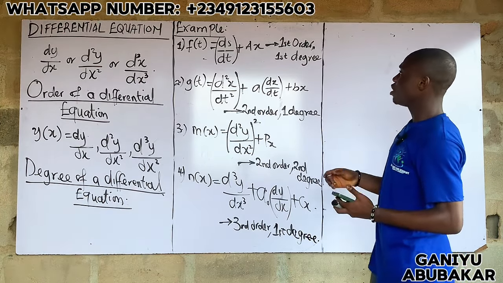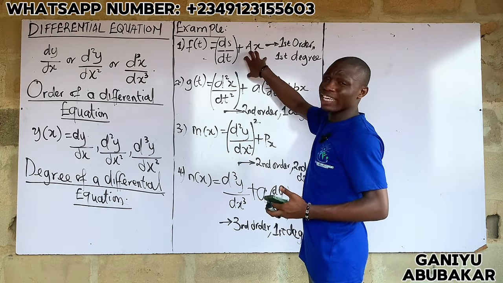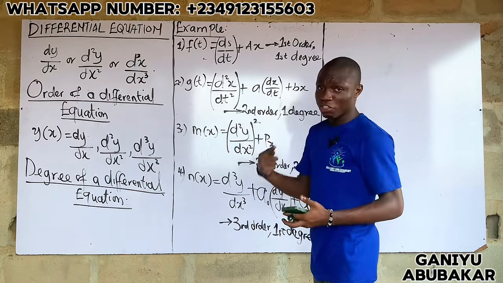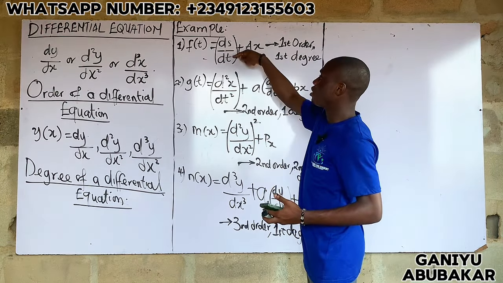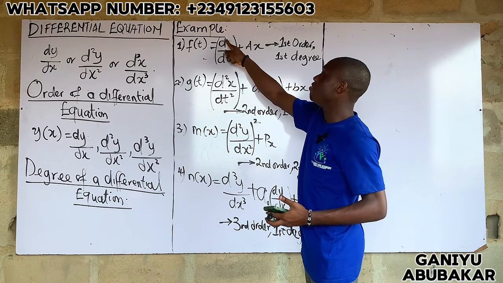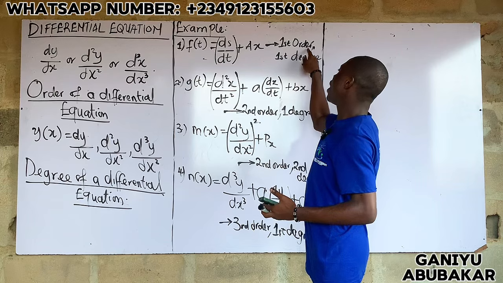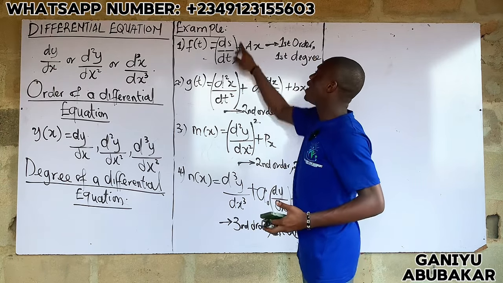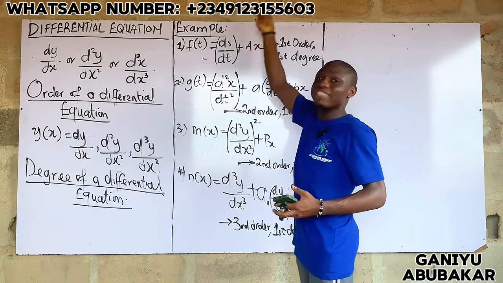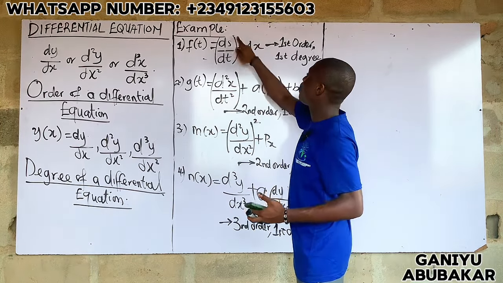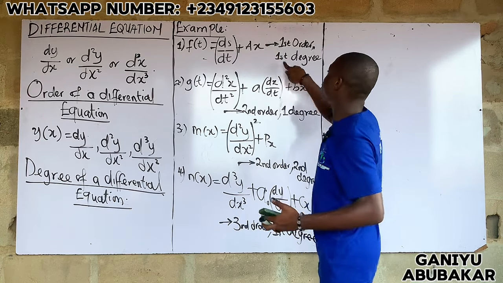So note that a differential equation is an equation that contains at least one differential coefficient. So to get order, check your differential coefficient. What's the power to which it's being raised? This power here is 1. That becomes first order. How do you get the degree? Check the highest power to which the differential coefficient is being raised. If I bracket this like this, the highest power here is an invisible 1. So my degree there is 1.